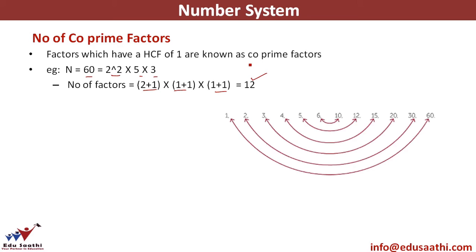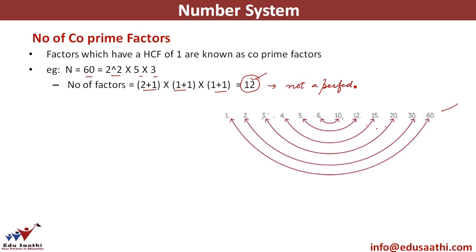Now, these factors, if I write them down, are 1, 2, 3, 4, 5, 6, 10, 12, 15, 20, 30 and 60. The product of equidistant factors would give you the number itself. So 2 into 30, 3 into 20, 4 into 15, 5 into 12 and 6 into 10. You can also look at the number of factors being even. That means it is not a perfect square.